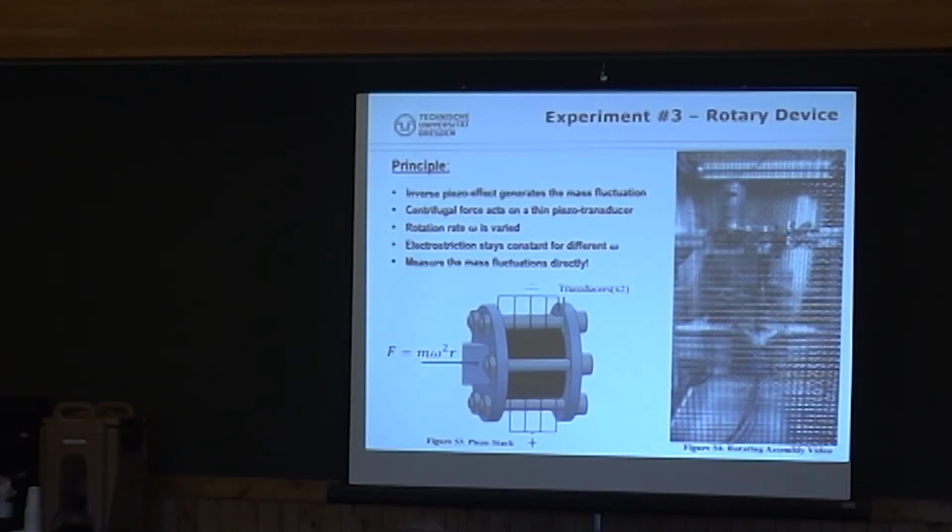And of course you would see electrostriction at twice the frequency, so the same frequency as the mass fluctuation we would expect. But if we change the rotation rate, this would change the mass fluctuation, but it wouldn't change the electrostriction, provided that we drive the stack at a constant voltage. So this is how we would be able to detect the mass fluctuation.